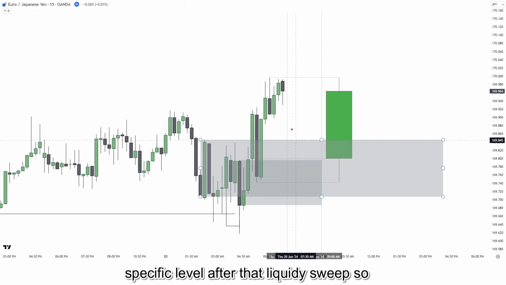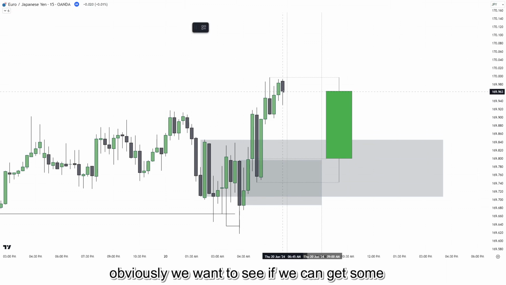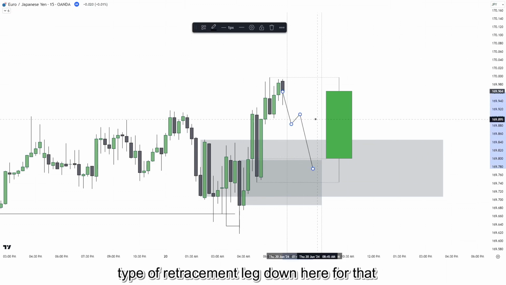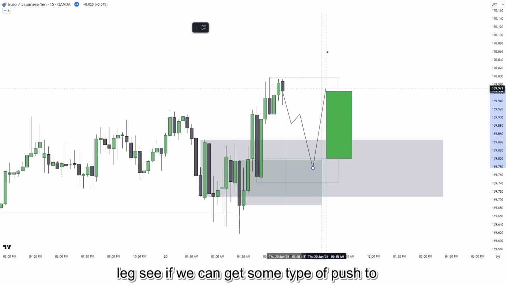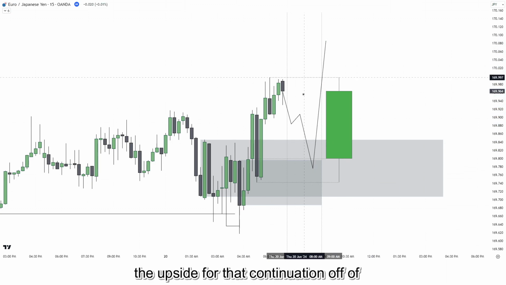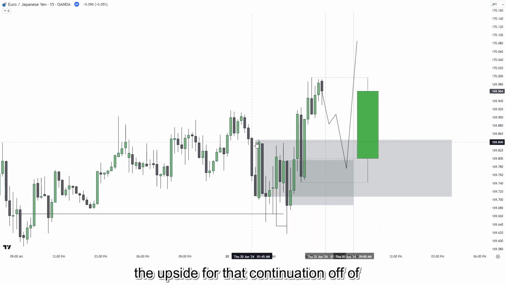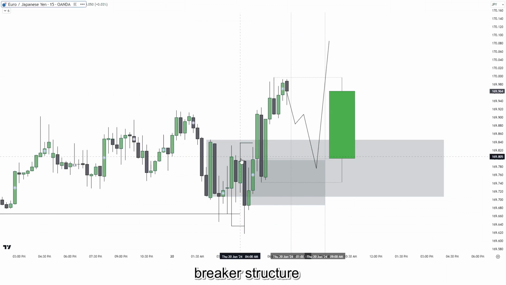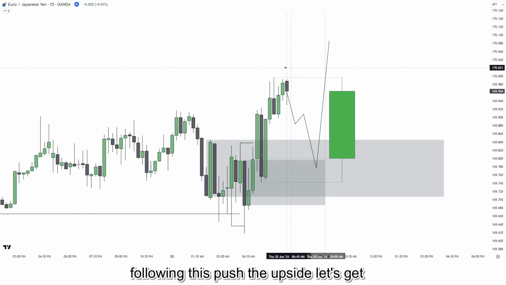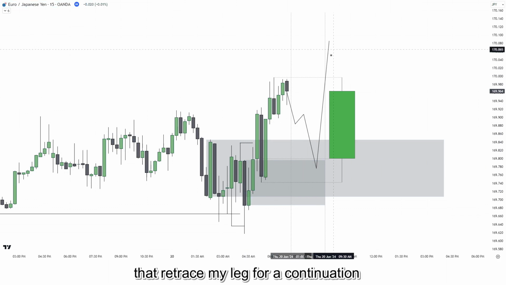that liquidity sweep. So obviously we want to see if we can get some type of retracement leg down here for that New York retracement. Following that retracement leg, see if we can get some type of push to the upside for that continuation off of that breaker structure. So we can see here we had that initial breaker structure. Following this push to the upside, let's get that retracement leg for a continuation higher.